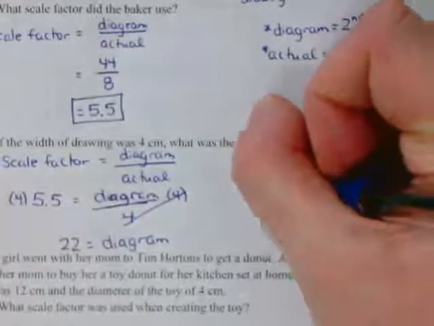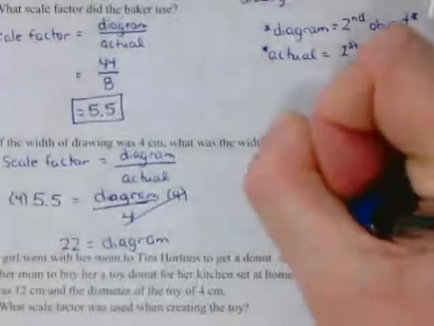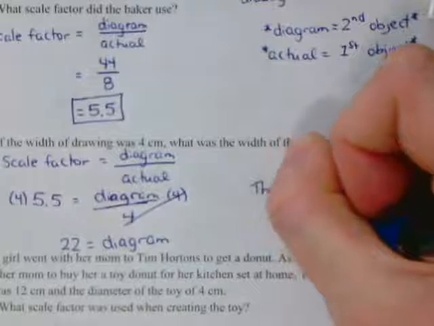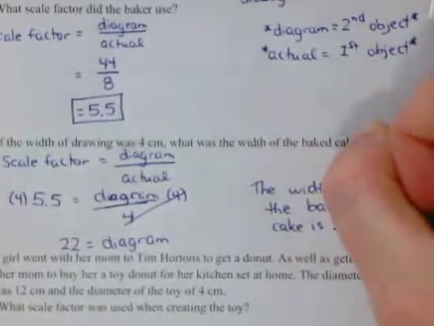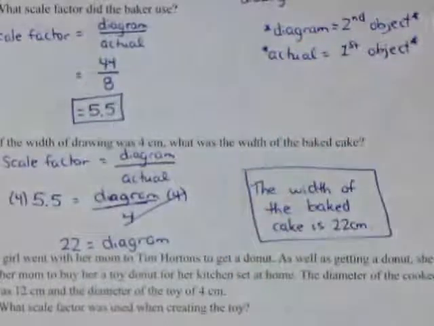So we need to say the width of the baked cake is 22 centimeters. That's the answer to that.